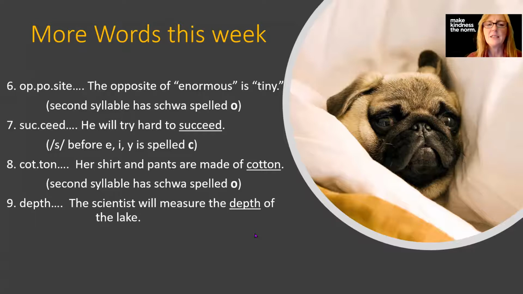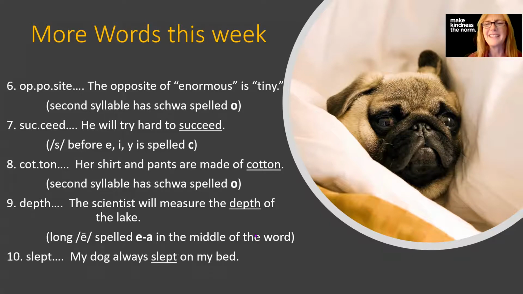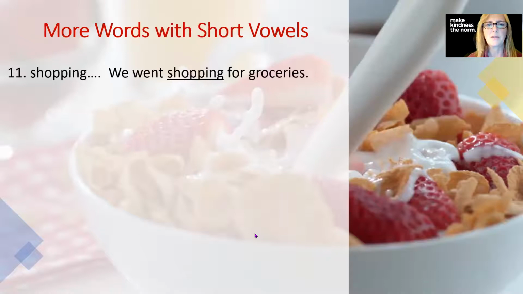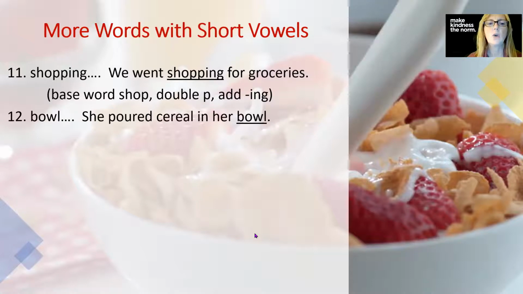Depth, the scientist will measure the depth of the lake. You hear that, and then the T. And I'm sorry, that is wrong, long E. There's no long E in depth. Sorry about that. Slept, my dog always slept on my bed. More words with short vowels. Shopping, we went shopping for groceries. We hear the base word shop. Short vowel followed by a consonant. We're going to double the P and add ing. Bowl, she poured cereal in her bowl.